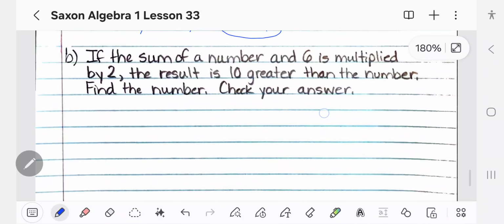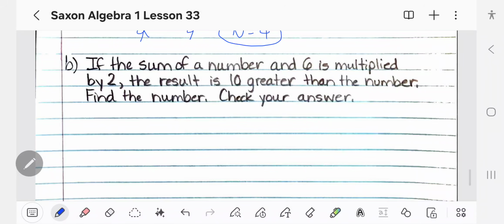If the sum of a number and 6, this is problem B. If the sum of a number, so here's our number, and 6, sum is the answer to an addition problem. If the sum of a number and 6 is multiplied, okay, now that sum is multiplied by 2, the result is 10 greater than the number. Find the number and check your answer.